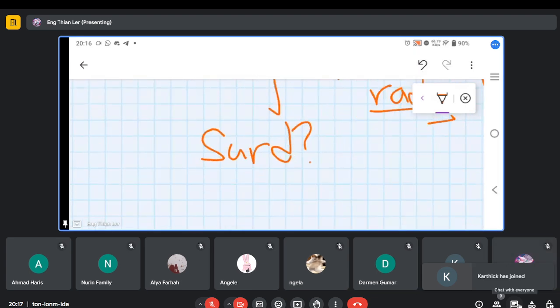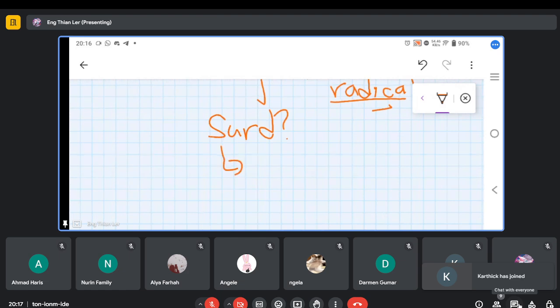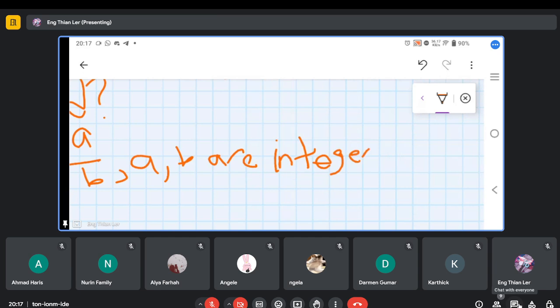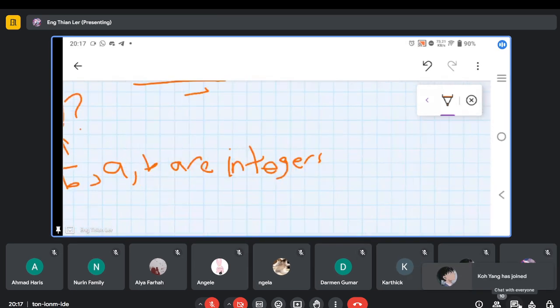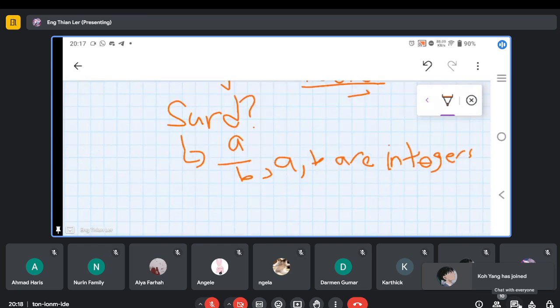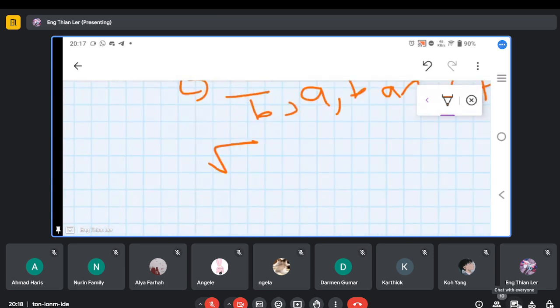A surd is something you cannot write as a to the power b, where a and b are integers and b is not equal to 0. So you cannot write the surd in fraction form. For example, take surd 2.